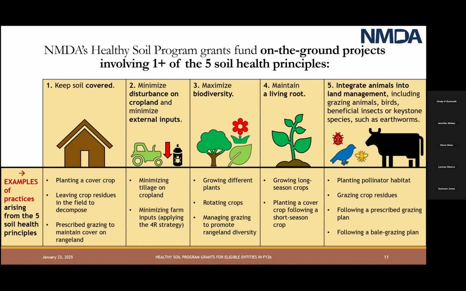And then, of course, we want to integrate animals into land management. This could include not only grazing animals, but birds, beneficial insects, and keystone species such as earthworms. We can do this by planting pollinator habitat, grazing our crop residues, following a prescribed grazing plan, or implementing a bale grazing plan. And so, any of those sample projects that I mentioned, as long as they address at least one of the soil health principles and they result in an on the ground project, it will be considered for funding. Next slide, please.